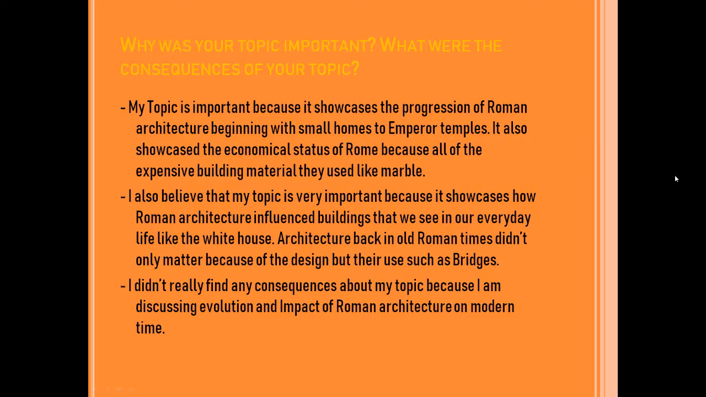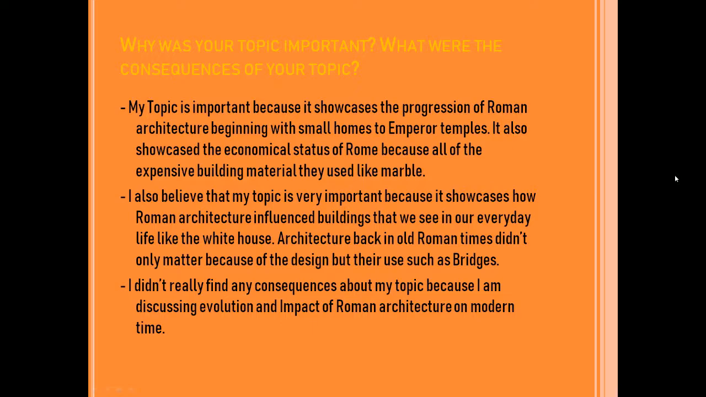So, another question. Why was your topic important? What were the consequences of your topic? I said my topic is important because it showcases the progression of Roman architecture from small homes to the emperor temples, as we talked about in the timeline. It also showcased the economic status of Rome, because Rome started off building mud houses, I'm pretty sure, and ended off using materials like marble. So it showed how their economic status changed over the years.